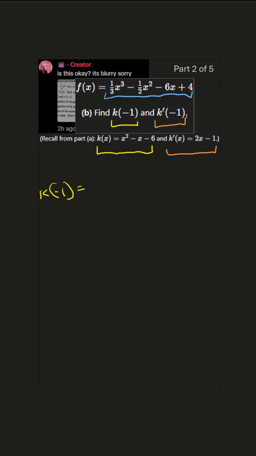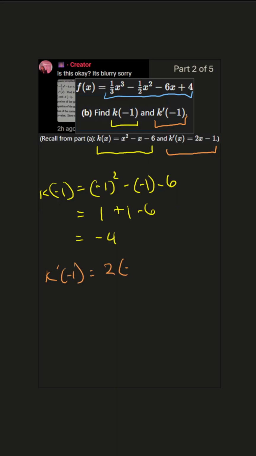And that just equals, well, we just plug in negative 1 everywhere that x is. And that gives us 1 plus 1 minus 6. And that equals negative 4. And then k prime of negative 1 equals 2 times negative 1 minus 1. That's just negative 2 minus 1, which is negative 3.